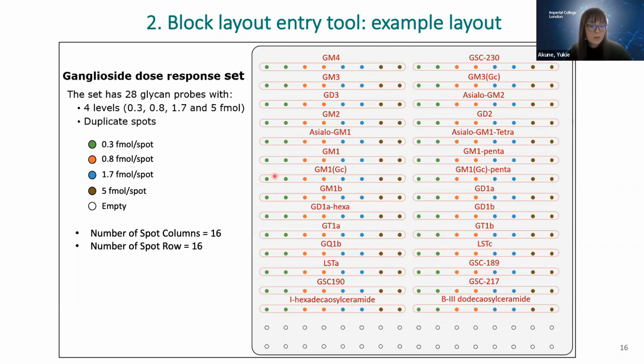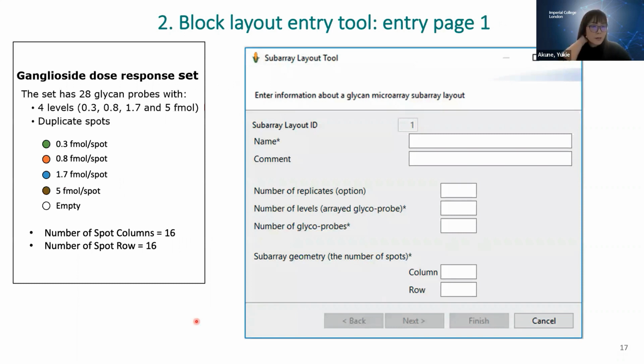So in this case, we printed 28 glycan probes, and the last 2 rows are just empty. This is an example of the array. Then this is a screenshot of the entry page 1 of the subarray layout tool.